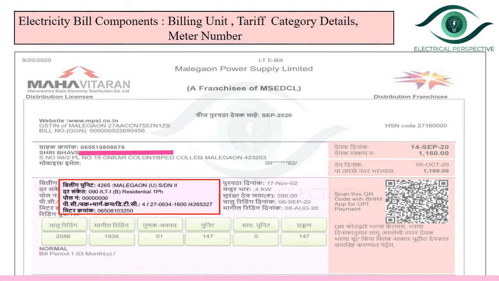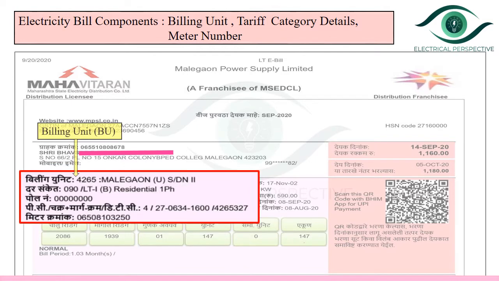Next one is the billing unit. Here you can see it is a 4-digit number. It is internally useful for MSEDCL to identify the geographical location of your connection, or you can say it is useful to identify the area of the connection.